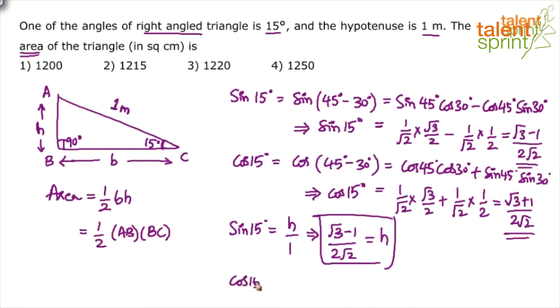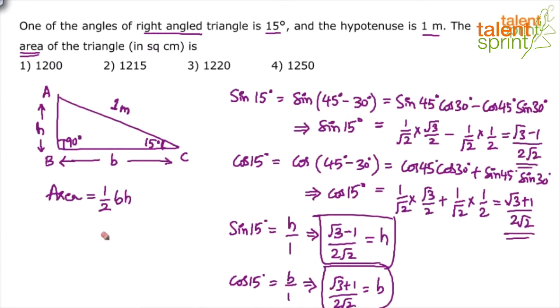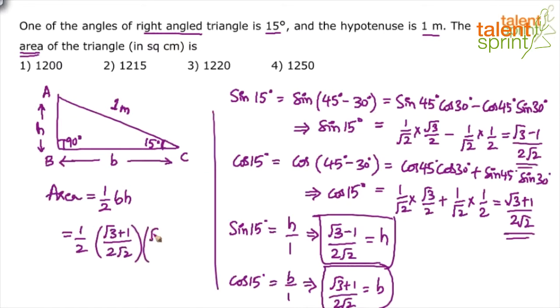Similarly, what is cos 15? Cos 15, according to this triangle, is adjacent side by hypotenuse. So b by 1, which implies root 3 plus 1 by 2 root 2 equals the base. We know the base. So you have found both the height and the base here. Now substitute it. You getting it? I don't have enough space, but substitute. Half into base into height is the formula. So half into base. Base is how much? Root 3 plus 1 by 2 root 2. Height is root 3 minus 1 by 2 root 2.